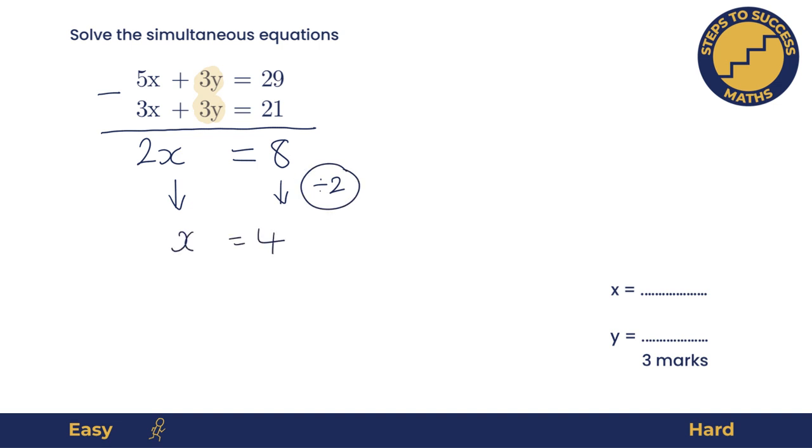But we're not finished, we also need to find the y value. So we're going to put this one into one of our original equations. You can choose either one. Always try and choose the one you think will be easiest to work with. So I'm going to pick the one with 5x. 5x plus 3y is 29. And we know x is 4.